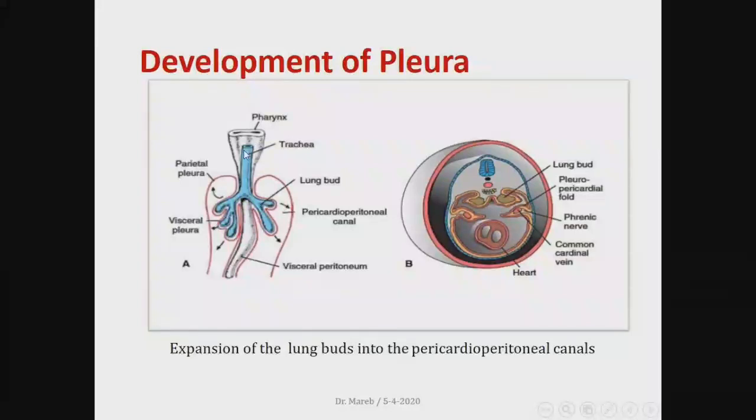Development of the pleura. As a result of rapid growth of the lung bud, there will be expansion, and this lung bud will enter a narrow canal called the pericardio-peritoneal canal. Later on, there will be a membrane in this pericardio-peritoneal canal, called the pleuropericardial fold. And this pleuropericardial fold will separate the thoracic cavity into the pleural cavity and the pericardial cavity.